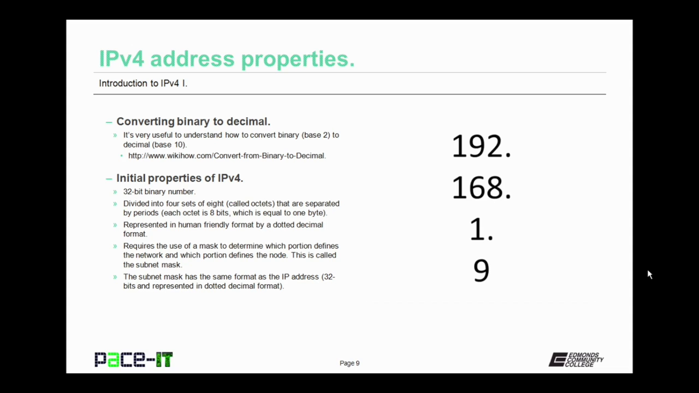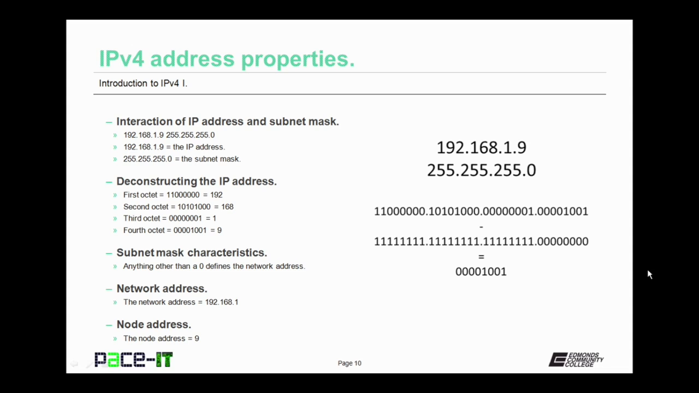Now, when we look at this address, 192.168.1.9, that is an IP address, but we don't know which portion is the network or which portion is the host. To be able to resolve this, it requires the use of a mask which defines which portion is which. This mask is called the subnet mask, and the subnet mask has the same format as the IP address, as in it's 32 bits and it's represented in dotted decimal format. So let's take a look at how an IP address and subnet mask operate together.